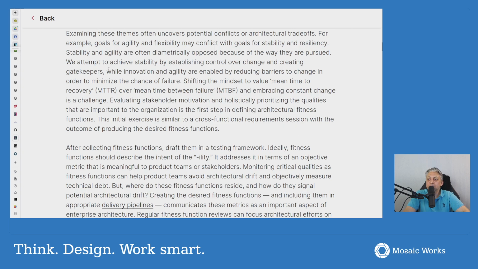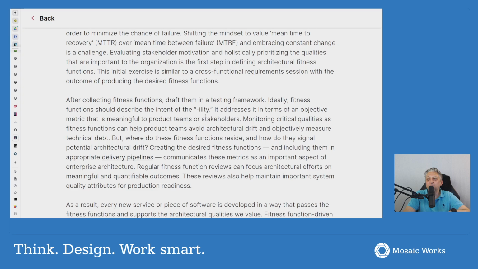We attempt to achieve stability by establishing control over change and creating gatekeepers, while innovation and agility are enabled by reducing barriers to change in order to minimize the chance of failure. Shifting the mindset to value mean time to recovery over mean time between failures and embracing constant change is a challenge. Evaluating stakeholder motivation and holistically prioritizing the qualities that are important to the organization is the first step in defining architectural fitness functions.